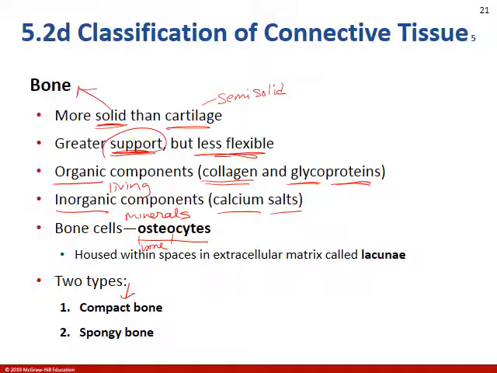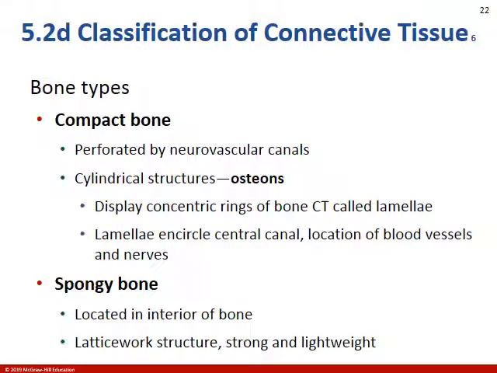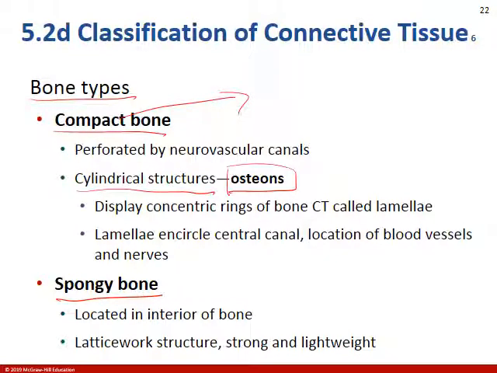We're going to talk about two different types of bone: compact bone and spongy bone. I love when they name things so clearly for what they look like. Compact bone is very compacted. It's very strong. It has these cylindrical structures called osteons. We're going to talk more about bone when we get to the bone chapter.